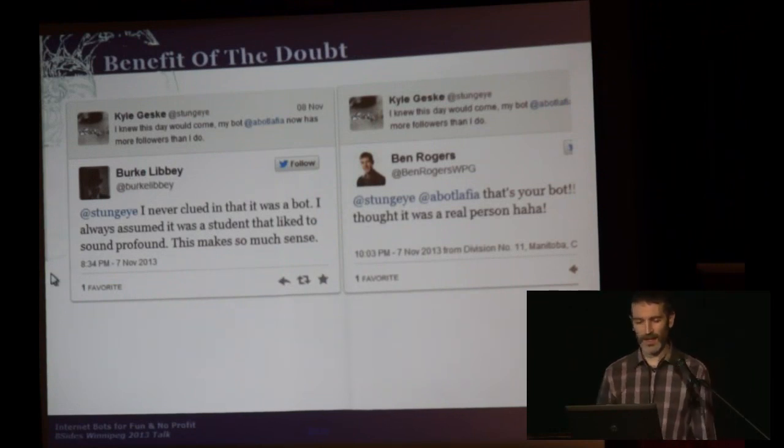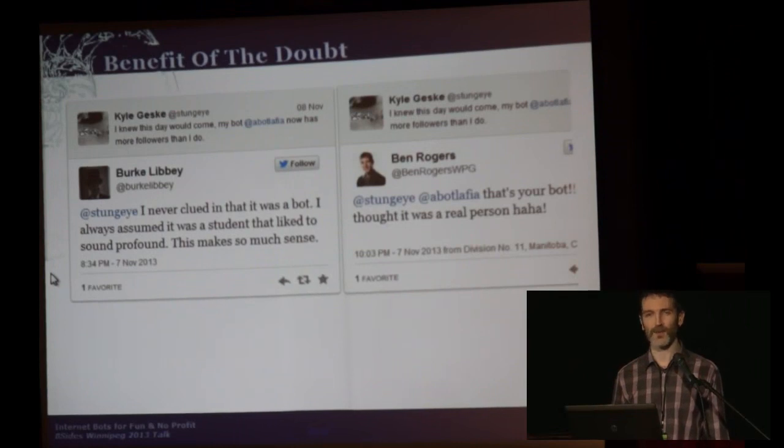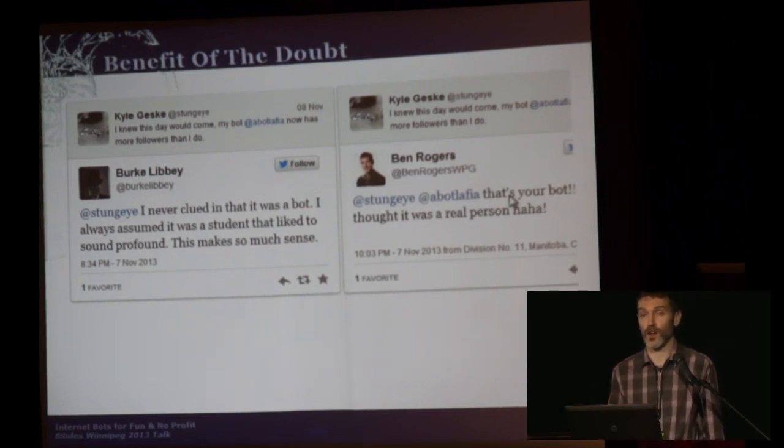Burke replied, I never clued in that was a bot. I always assumed it was a student that liked to sound profound. This makes so much sense. And Ben said, that's a bot. I thought it was a real person. And because you do, you give the entities on Twitter the benefit of the doubt. You just assume that it's another human talking. And especially because he says such weird things, you would just assume that it was just a weird human.